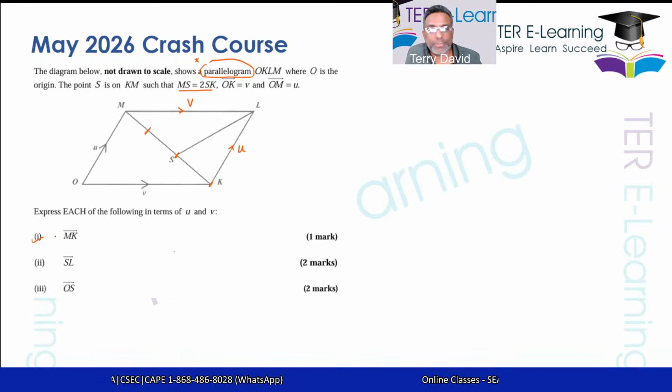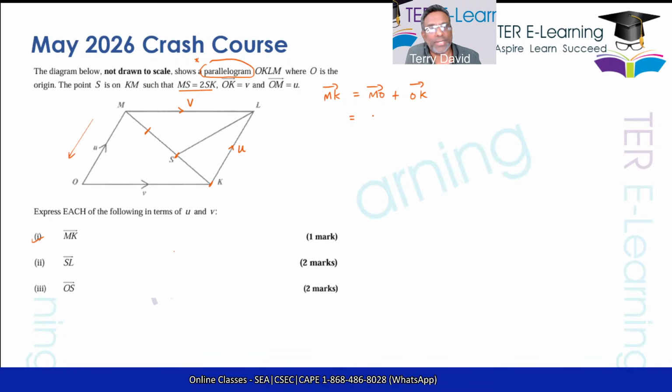Now the first part of the question, they want MK in terms of U and V. So the vector MK here is simply going to be MO, look at the direction of the movement, plus OK. So in this case here, MO, you want to go this direction here. So that's going to be minus U plus V. So that's MK. That's why they're only giving you 1 mark. It's too easy. The next thing they want you to work out is SL.